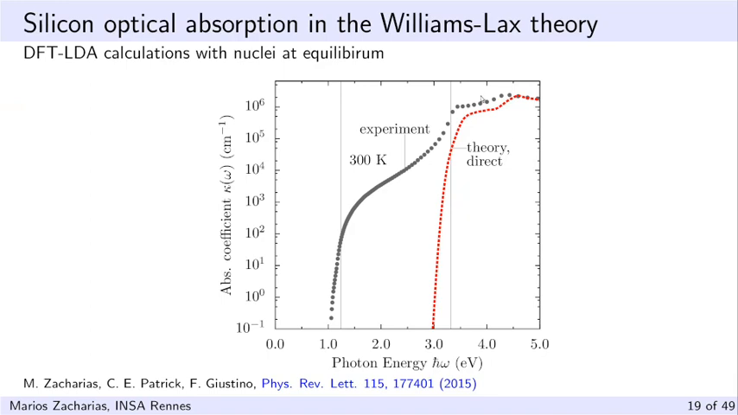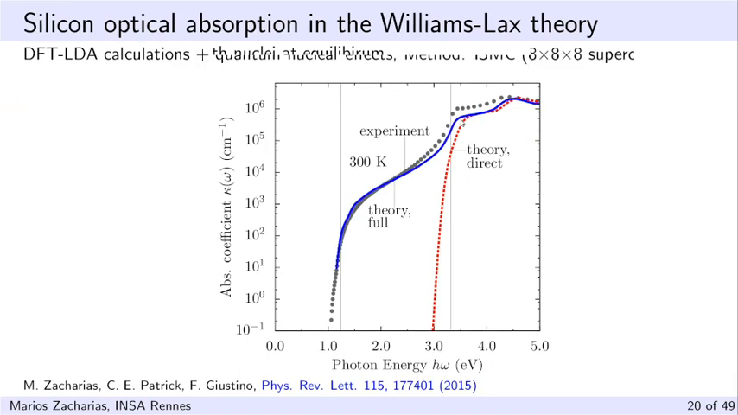And we see that we are missing the indirect optical absorption, and we just have an absorption onset at the direct gap of silicon. However, if we include with importance sampling Monte Carlo electron-phonon coupling effects, we see that we capture correctly the experimental absorption onset and also the oscillator strengths for higher energies.